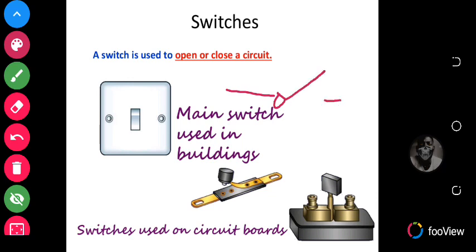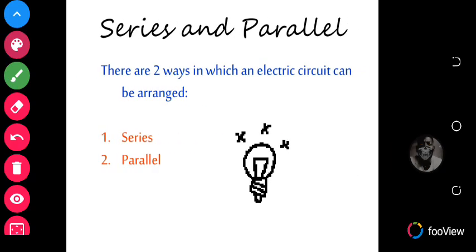Okay, so this is an open circuit, and this is a closed circuit. So this is a closed circuit and this is an open circuit. Switches are used to open or close a circuit, and switches are used on circuit boards. So let's look at the last thing and then we are done with this topic.